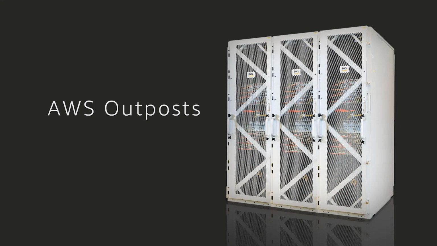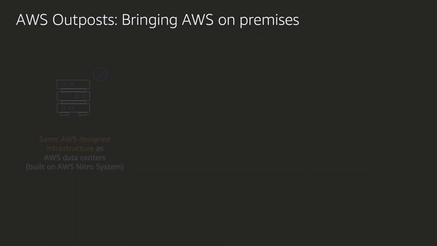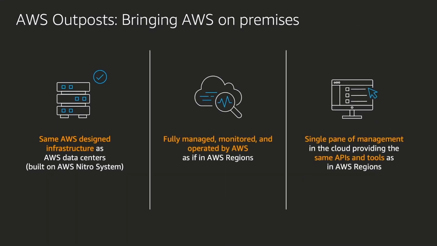So Outposts is really where we're taking the technology in an AWS region and we're allowing you to then have that within your on-premises in the form of a rack or multiple racks. It's pretty awesome stuff. So we're basically bringing the technology that we built inside an Amazon region and we're allowing you to have that within your on-premises data center. So we're using the same AWS designed infrastructure, think servers, switches, etc., all in a rack that operates on premises.